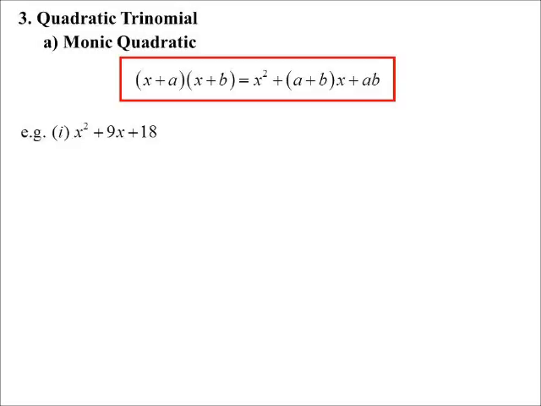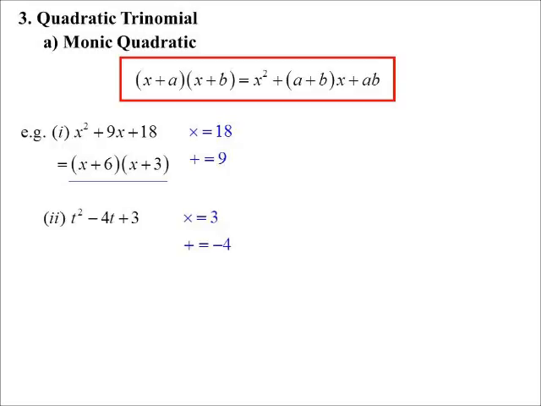So all right, here we go. Multiply to 18, add to give 9. 6 and 3. Well done. So x plus 6, x plus 3. Oh, it doesn't have to be x. Works with t as well.